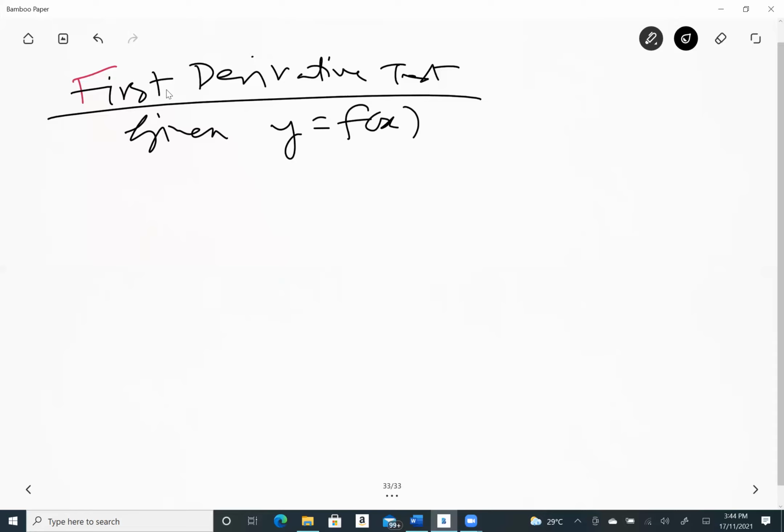If it's not clear, I will repeat myself. So given the function y equal to f of x, what we do firstly is find the critical point.